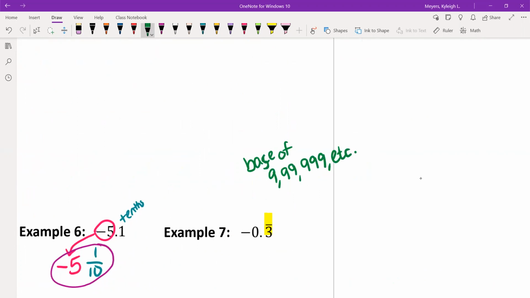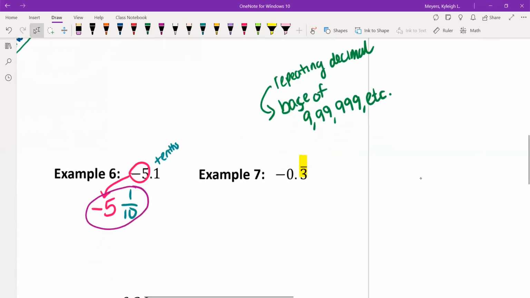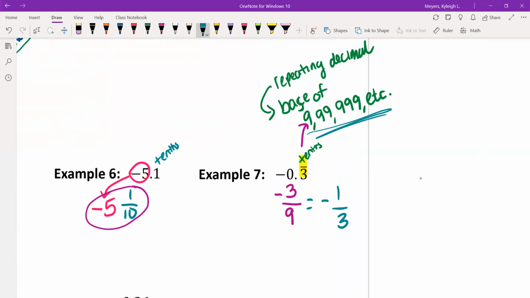So if it's a repeating decimal, we have a different base, okay? So this is in the tenths place, so we really make it over 9. So it's really -3 over 9, which simplifies to -1/3. Okay, so if it's got a repeating bar, it's a different base, and make sure you remember that.